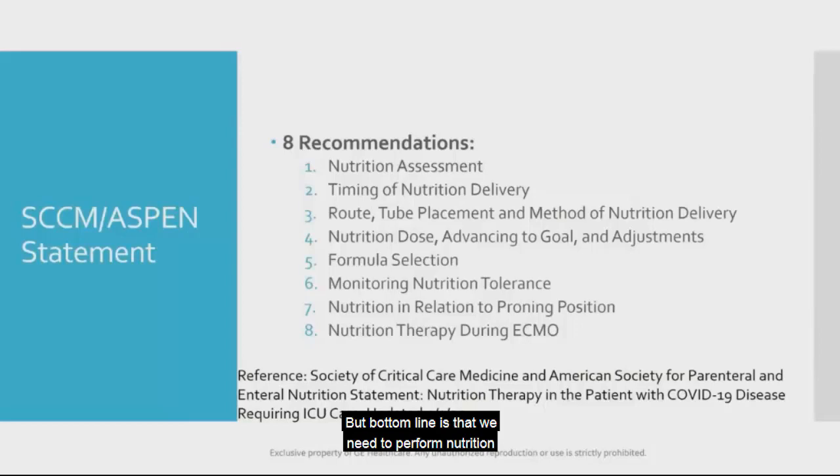The bottom line is that we need to perform nutrition intervention from an evidence-based foundation and recognize that these patients are, quote unquote, in it for the long haul. So we need to be mindful of avoiding cumulative caloric and protein and nitrogen deficits.